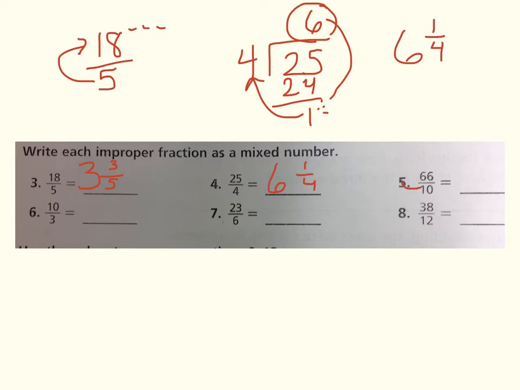So here, 10 goes into 66 6 times with 6 left over, and my denominator stays the same. But then I'm going to have to take 6/10, and they're both even, so I'm going to divide them by 2, and I'll get 3/5. So this really should be 6 and 3/5. And I'll let you do the rest of those.